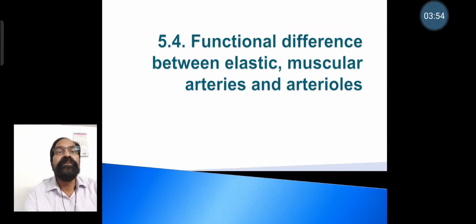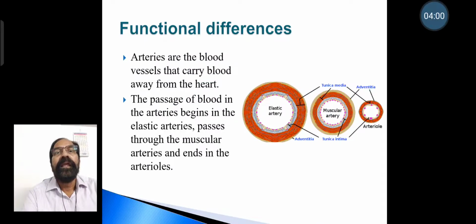Functional difference between elastic, muscular arteries and arterioles. Arteries are the blood vessels that carry blood away from the heart. The passage of blood in the arteries begins in elastic arteries, passes through the muscular arteries and ends in the arterioles.